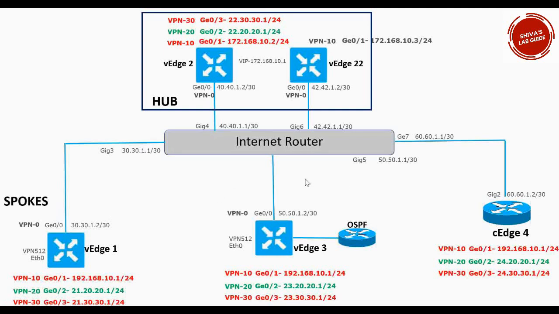Once we configure the multi-topology policy, VPN 10 to reach VPN 10 in CH4, it has to go to your hub router and then reach there. And same with VPN 30, from VH1 to reach CH4, it has to go via hub. And VPN 20, it can directly reach your CH4 and CH3. It doesn't have to go via the hub router.